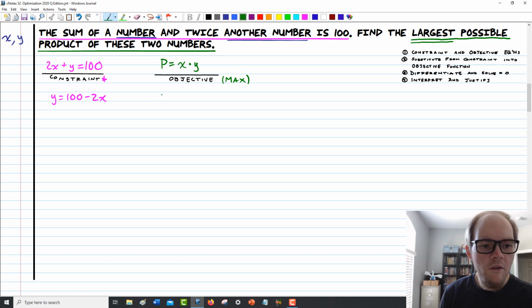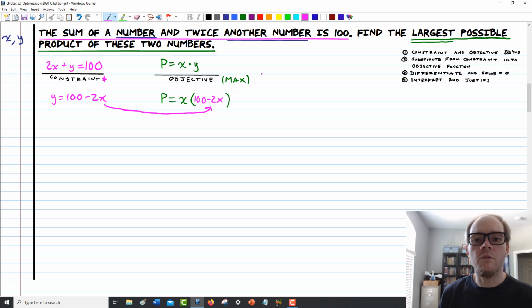Then from here, if we want to solve this or attack this objective function, we need to get it in terms of just one variable. So I'm going to choose to get it in terms of x. It's going to be x times y, and my y equation is going to be this guy. So we're going to have 100 minus 2x. Naturally, if we multiply this out by distributing, we'll get 100x minus 2x squared. So that is our objective function, our product in terms of x and y.